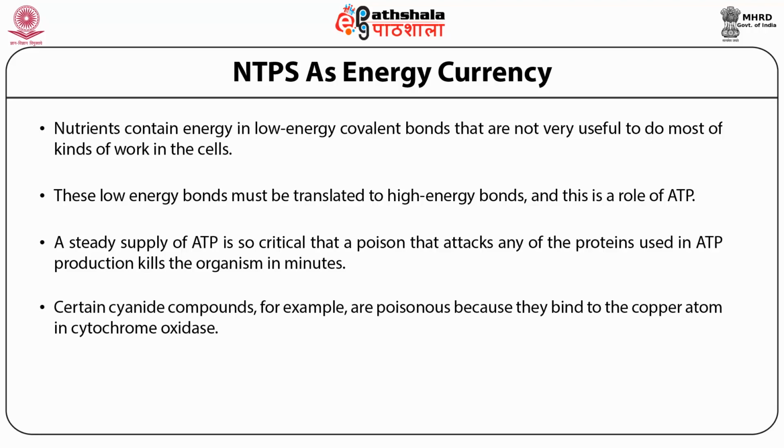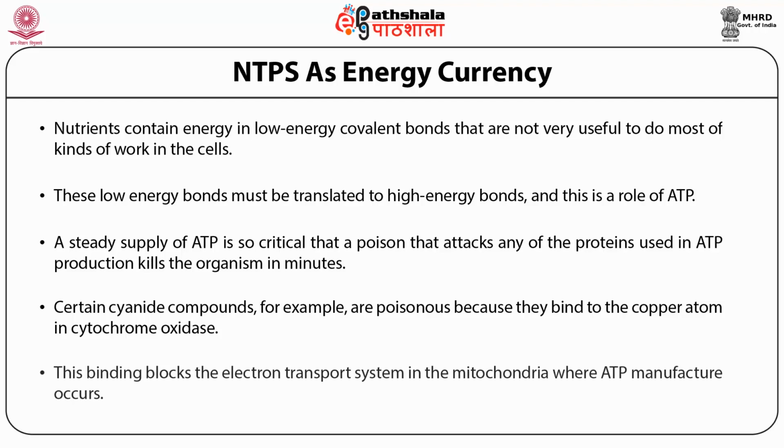They will inhibit cytochrome oxidase, that is complex 4, and inhibit ATP synthesis. Cyanide inhibits by binding to the copper atom that is present in complex 4, and this binding blocks electron transfer in mitochondria and ATP production, and therefore it is going to be a lethal drug for a person who is taking cyanide.